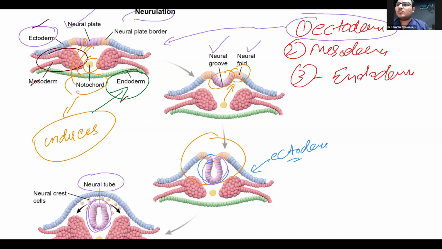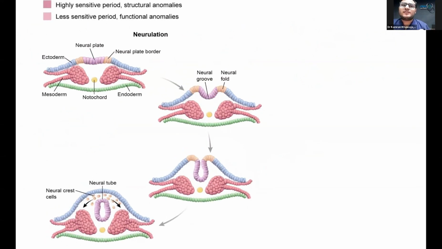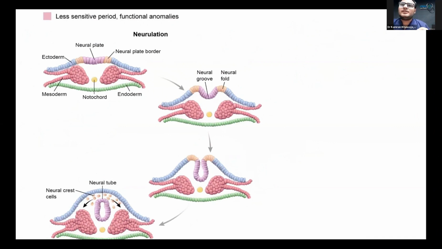After the neural groove and neural fold, next is the formation of the neural tube. Above the neural tube there are cells that are the neural crest cells. Is that clear? In simple words, you should know the neurulation process. It starts here with a neural plate and neural plate borders. Between the ectoderm and endoderm is the mesoderm. Between the mesoderm, right and left, there is a yellow structure called the notochord that induces and makes the neural tube and neural crest cells. This is the process of neurulation.